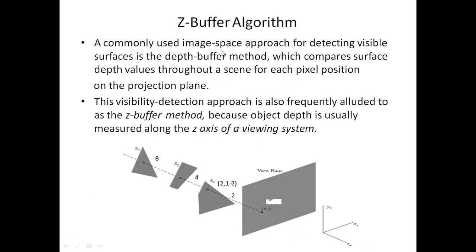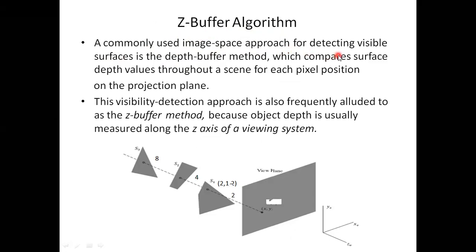Which we name the Z buffer algorithm. Basically, this algorithm uses the image space approach for detecting visible surfaces. Visible surface means front face. So, what is this image space approach? We have clearly seen the classification of these algorithms: object space approach and image space approach.